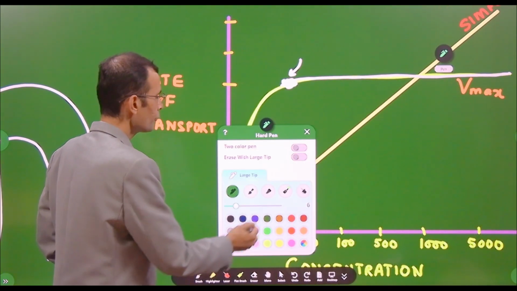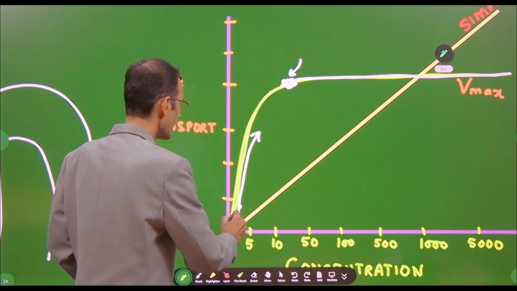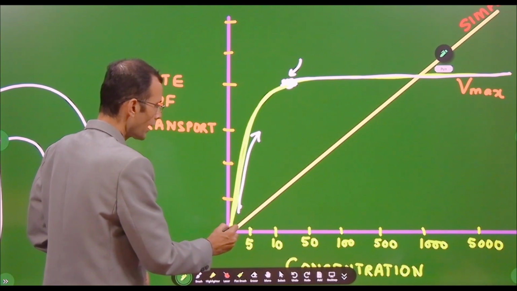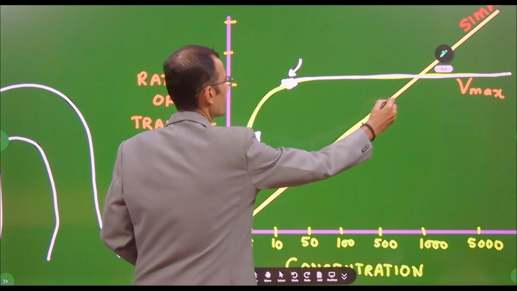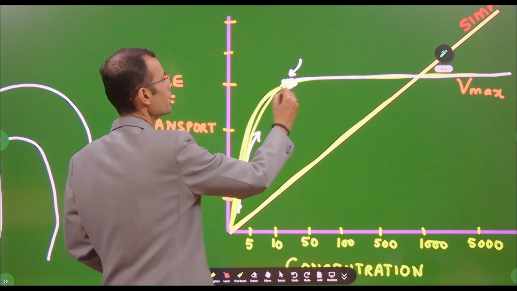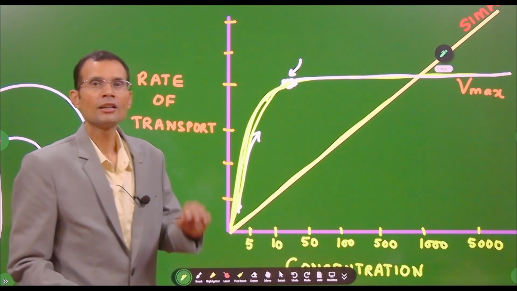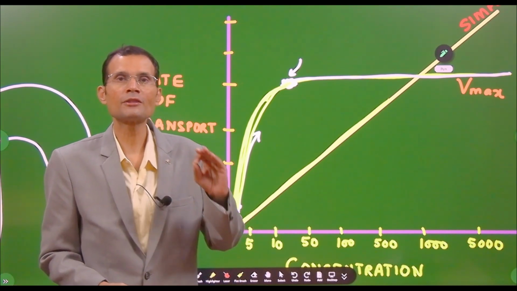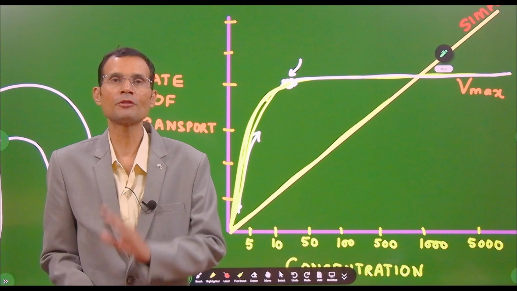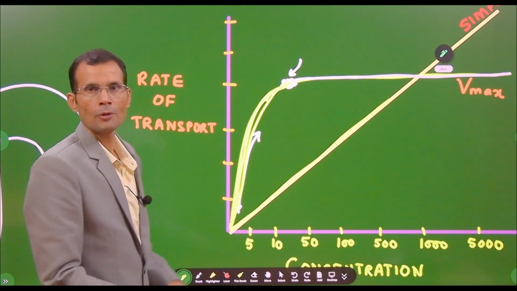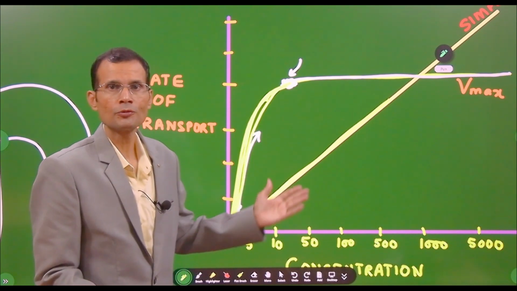Initially, the graph of facilitated diffusion rises steeply. So I want you to note one more point here. Look at the steepness of simple diffusion and compare this with facilitated diffusion or carrier-mediated transport. Up to a certain point, the carrier-mediated transport is faster compared to simple diffusion. All right, that's indicated from the steepness of this curve.